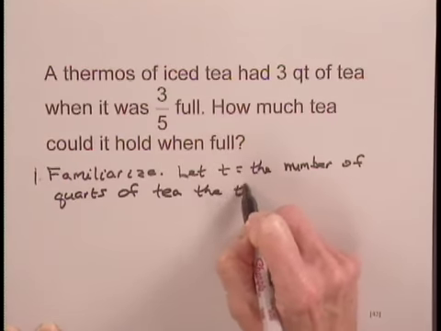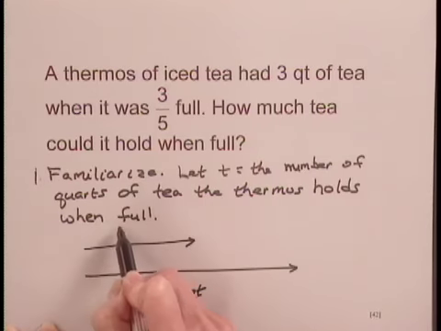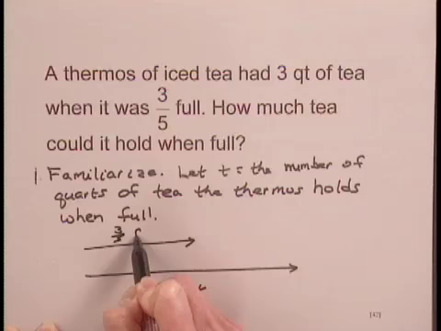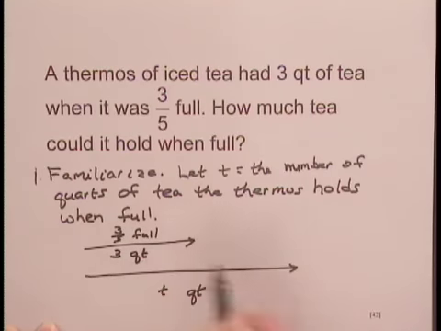And we can make a little drawing to visualize the situation. If the thermos holds T quarts when it's full, and it's 3/5 full, and that is 3 quarts, the situation looks something like this, and what's left over here is the part of the thermos that isn't filled up.